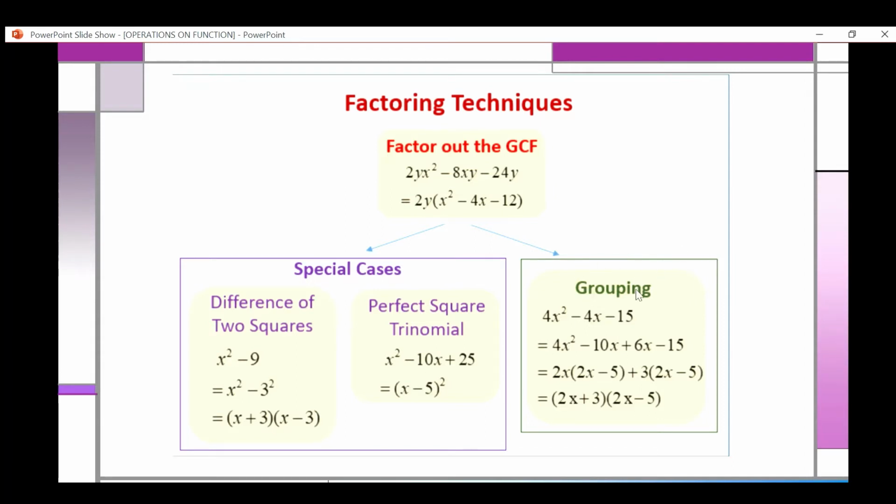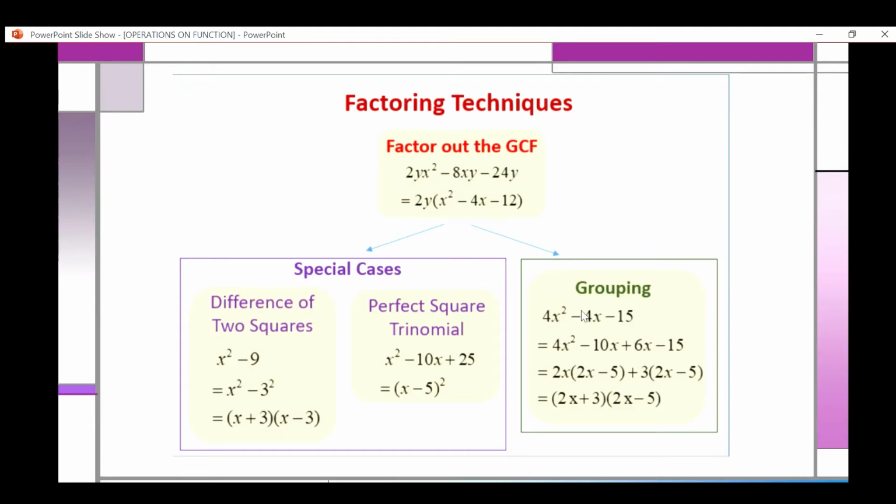Ito naman for grouping. So, ito is another technique. Dito, mapapansin natin, negative 4x yung middle term. So, pwede tayong mag-express ng dalawang sums.